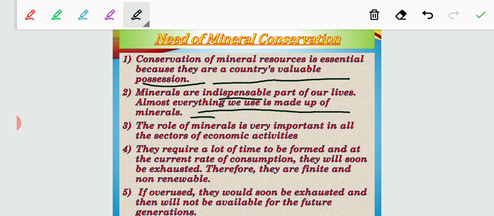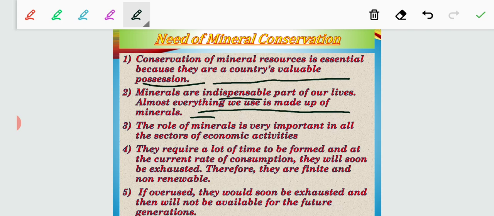I gave an example that our day begins with toothpaste and toothbrush, and our day ends by switching off the light. So from the beginning of the day till the end, we are dependent on minerals. If there were no minerals, our sustenance would be at stake. Minerals are a very important part of our lives. That is the reason we need to conserve minerals.